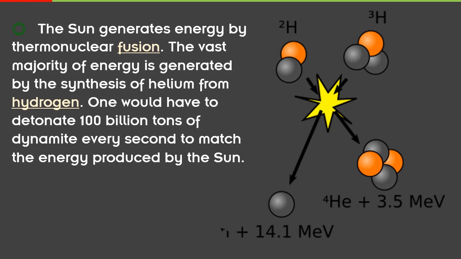The Sun generates energy by thermonuclear fusion. The vast majority of energy is generated by the synthesis of helium from hydrogen. One would have to detonate 100 billion tons of dynamite every second to match the energy produced by the Sun.